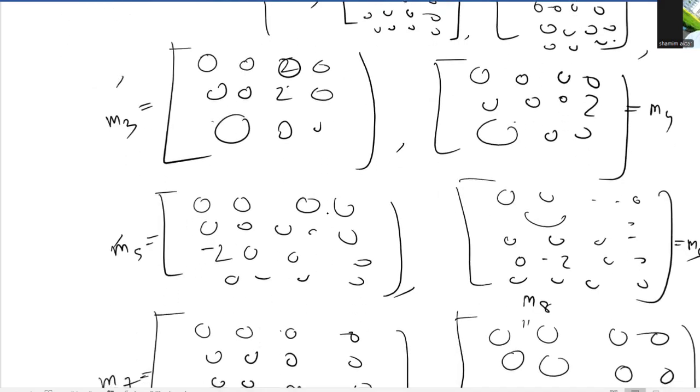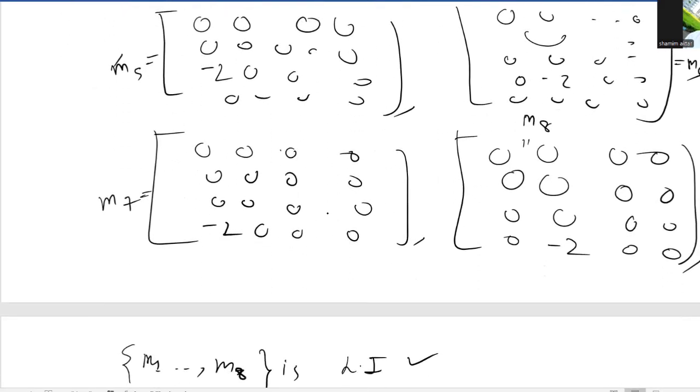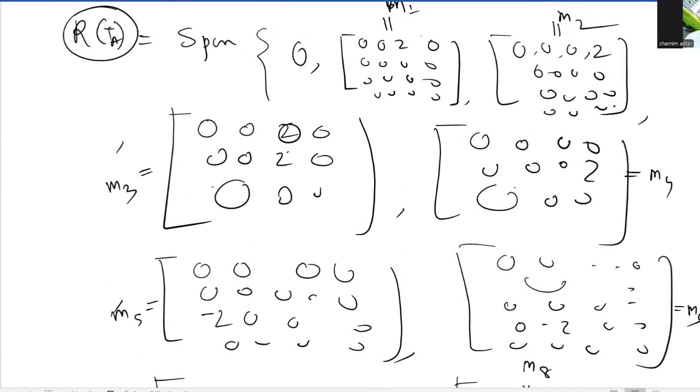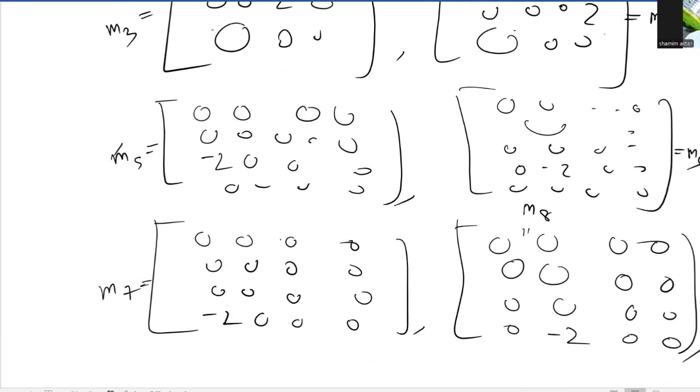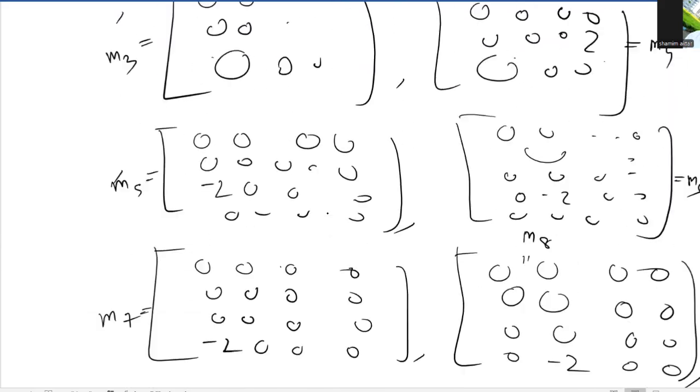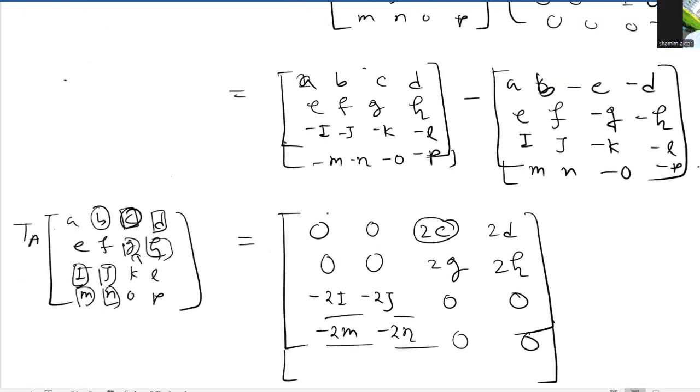Okay, so next we find which subset is linearly independent. We clearly see that M1, M2, M3, M4, M5, M6, M7, M8 is a linearly independent set. Okay, and this also spans the range space of the linear transformation. So the dimension of the range of T is 8, because the number of basis elements is the dimension, so the dimension is 8. Okay, so the answer of the question is 8. Okay, thank you.